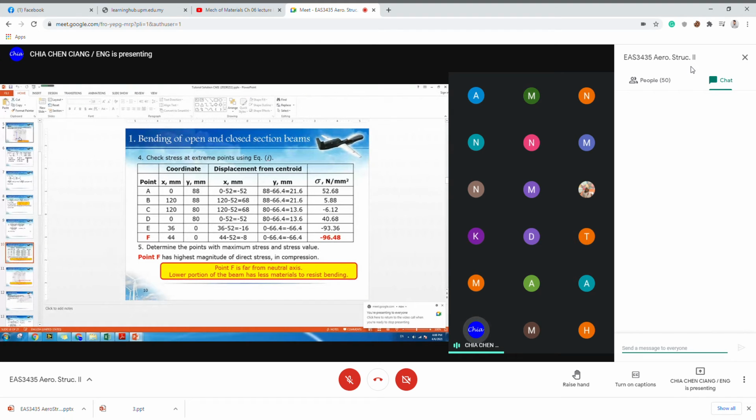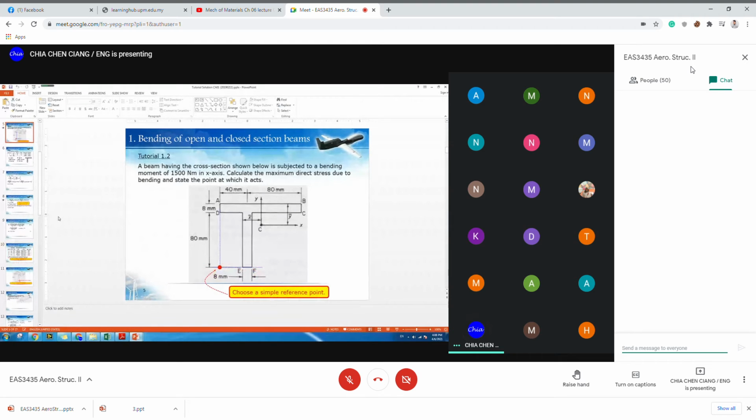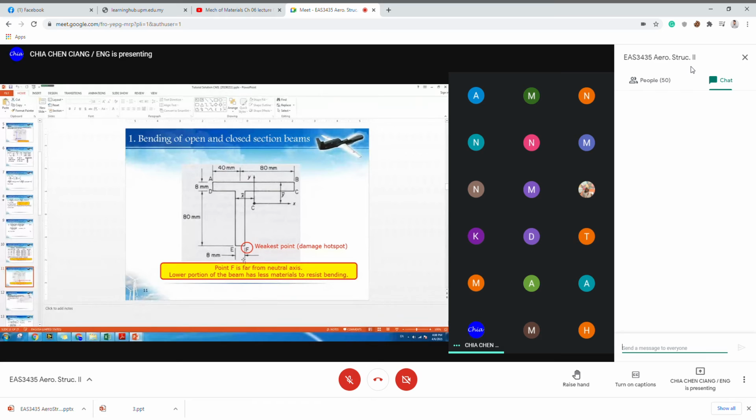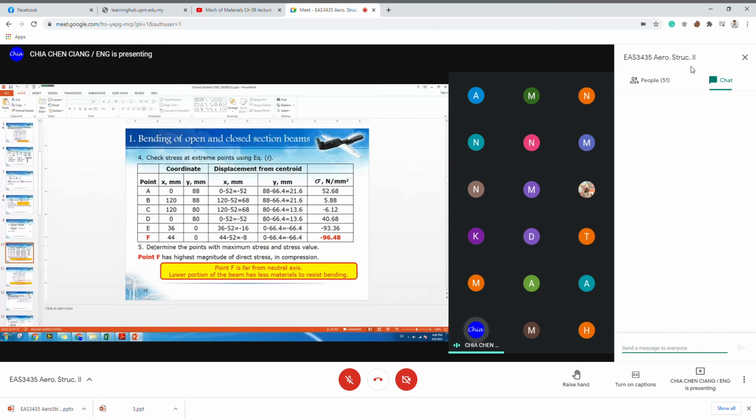Okay, so go back to your question. You asked how to show the bending stress distribution, right? So the short answer is to show a table. You can also sketch like this. You can write sigma of F equals to what value, sigma of E equals to what value, and so on. That is enough already. You don't need to show, for example, arrows or something. You don't need to draw the 3D diagram. With this table is enough.